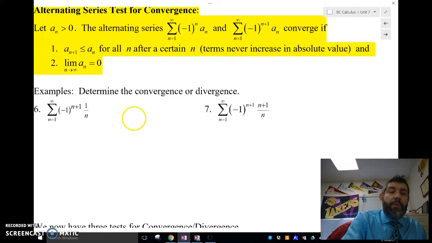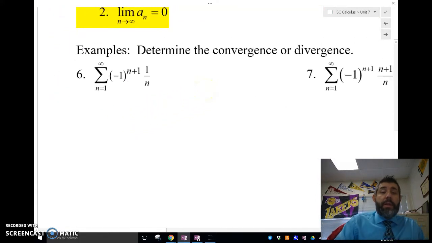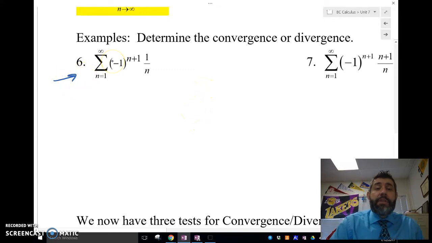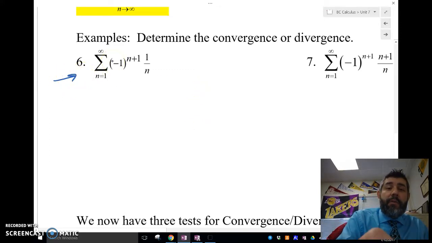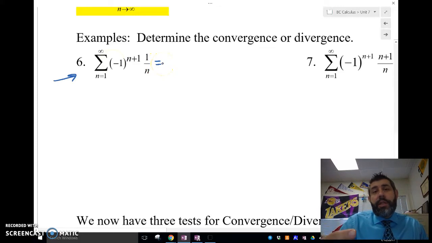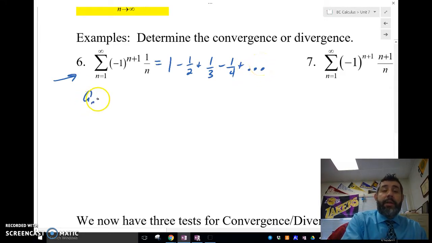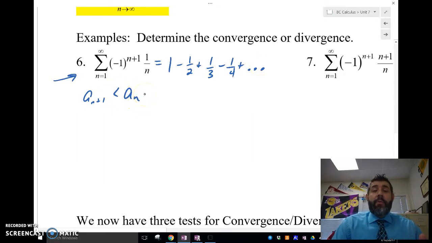So let's take a look at a couple of examples. We've got an alternating series here: negative 1 to the n plus 1 times 1 over n. If we look at the terms in this series, it's going to be 1 minus 1/2 plus 1/3 minus 1/4 plus dot, dot, dot. We can clearly see that a sub n plus 1 is going to be less than a sub n. 1/2 is less than 1, 1/3 is less than 1/2, and so forth.